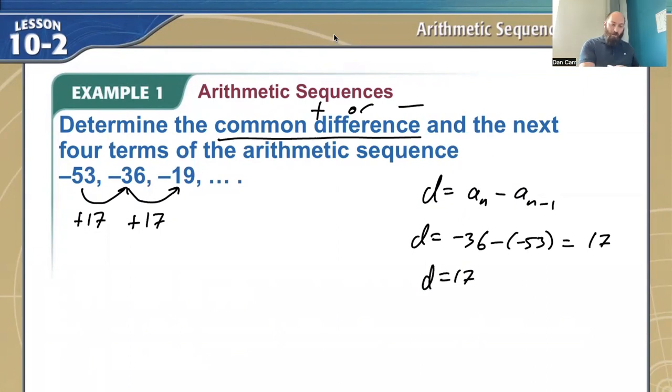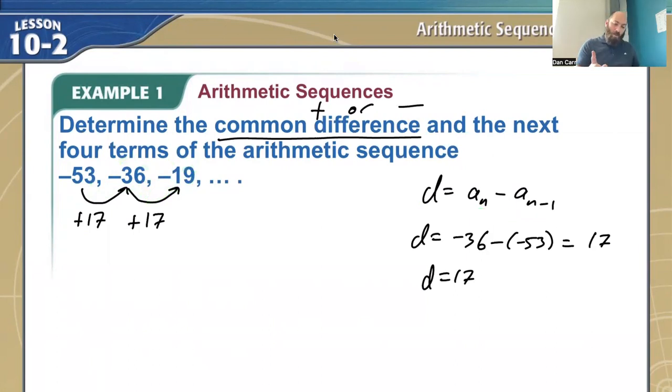Just keep in mind, you don't have to use this as its own formula. But if you're having trouble determining what it is, always just take this one minus the previous one, or this one minus the previous one. It doesn't matter. That's what I'm saying here: any term minus the previous term.